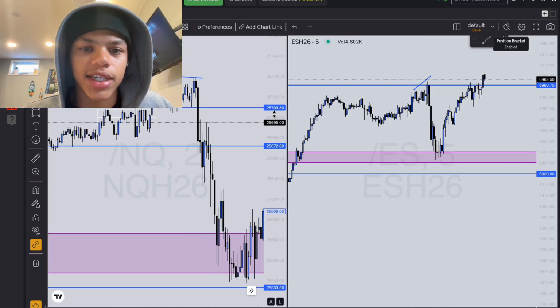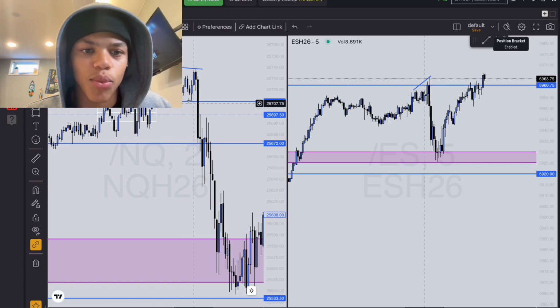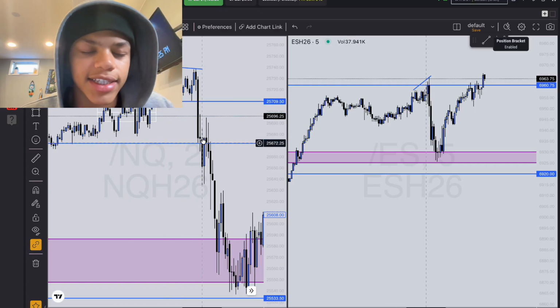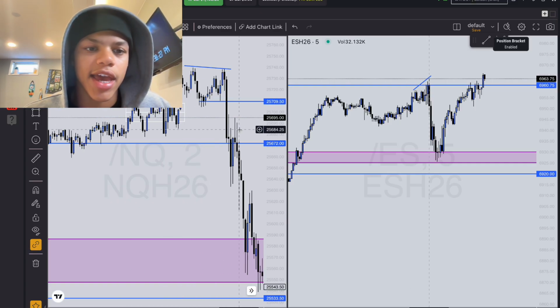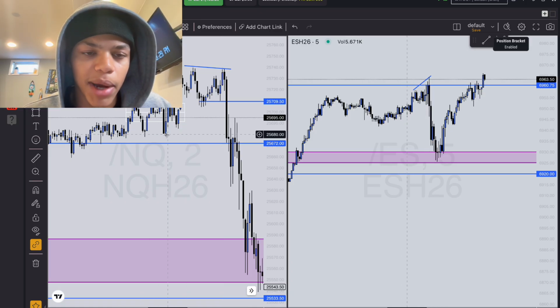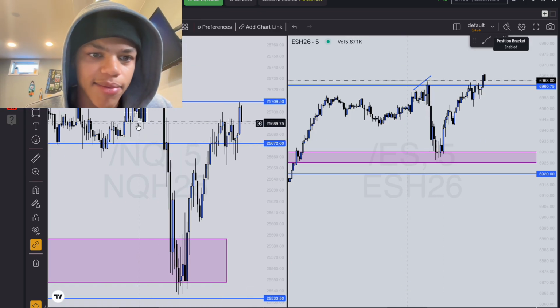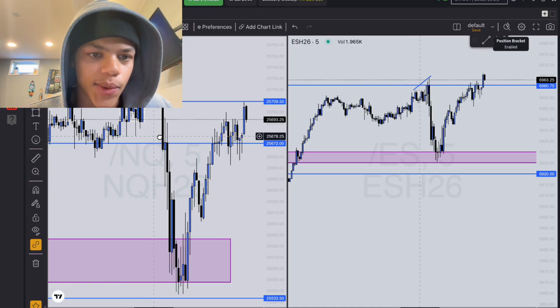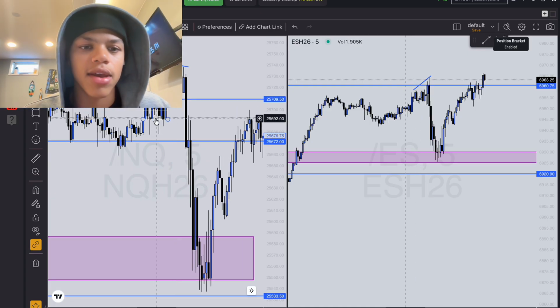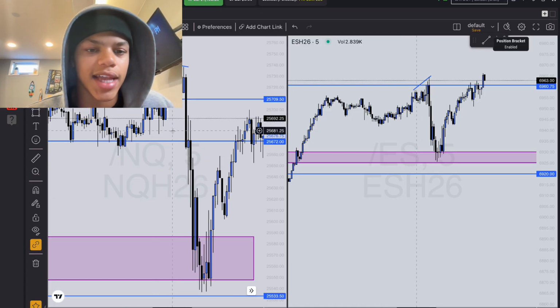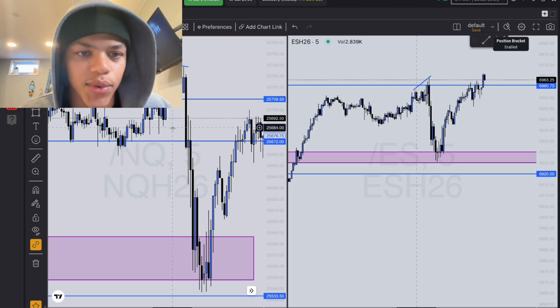But what do we see here? We see that we push way lower. We don't have a valid displacement before we can get an entry, and we already hit our targets, right? The bottom of our accumulation zone on the 5-minute, the bottom of our structure. We already hit those targets before we can even have an entry. So what does that mean? Now I'm just looking for a continuation lower, right?